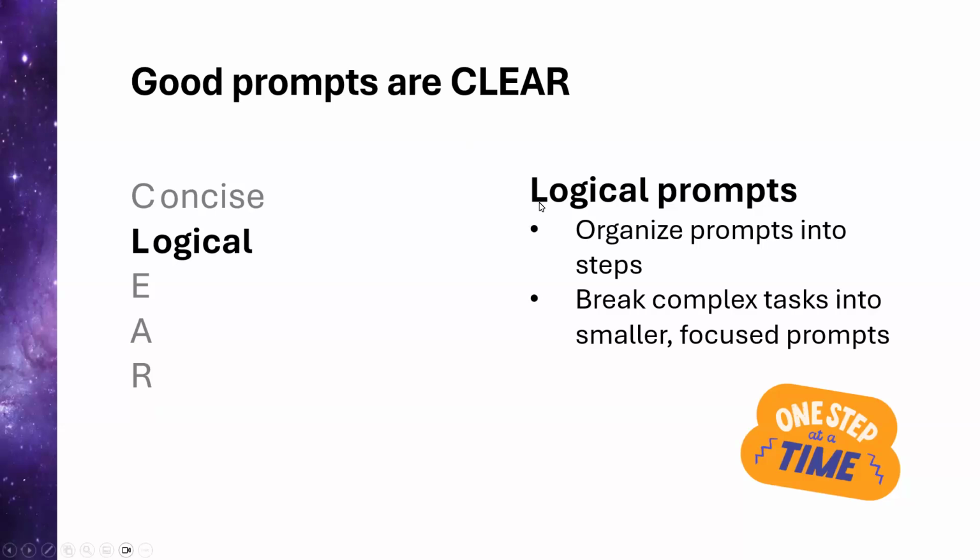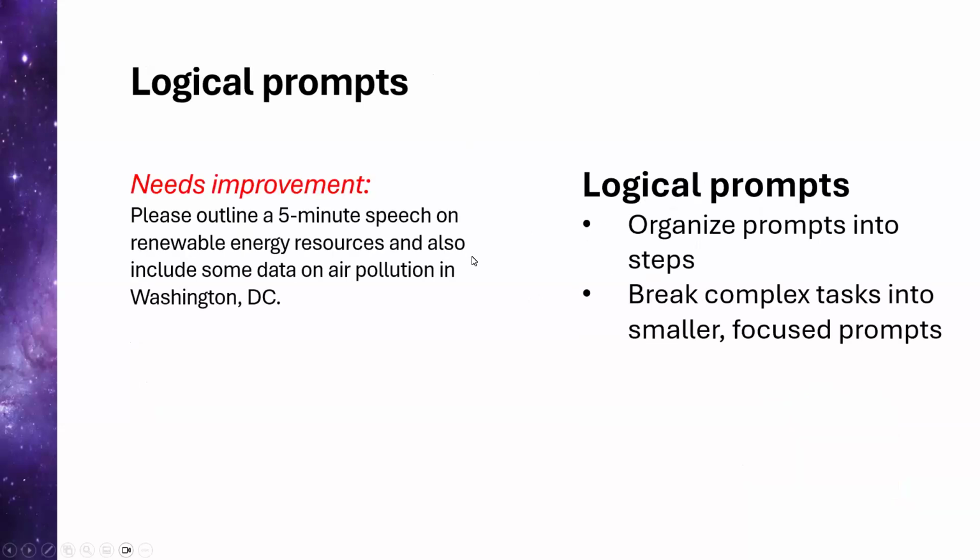So, for example, a prompt that might need some improvement. Please outline a 5-minute speech on renewable energy resources, and also include some data on air pollution in Washington, D.C. Here, we're asking the AI tool to do two things for us. Number one, we want it to outline a speech, and number two, we want it to cite data. But it's not exactly clear how those two things are related. For example, should the data be included in the speech outline, or is it meant to be something separate that comes after the speech outline?